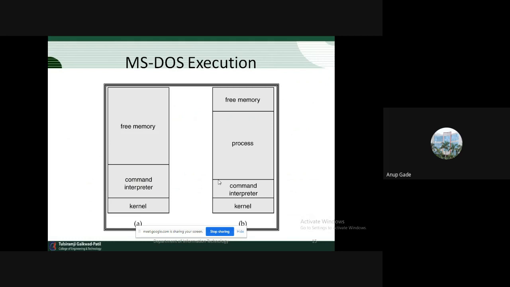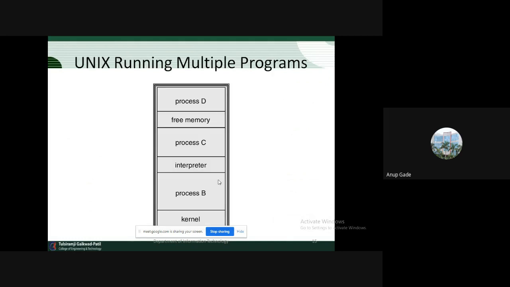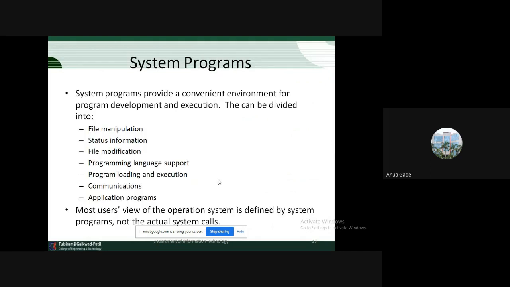Generally, MS-DOS execution is represented in a diagram. At the base we have a kernel, then the command interpreter, and finally the free memory. In the other case we have the command interpreter above the kernel, then processes, and above that the free memory. For operating systems running multiple programs, the structure would be kernel, then process, then interpreter, then process, then if possible free memory is available, and then another process. So this is the structure of Unix.